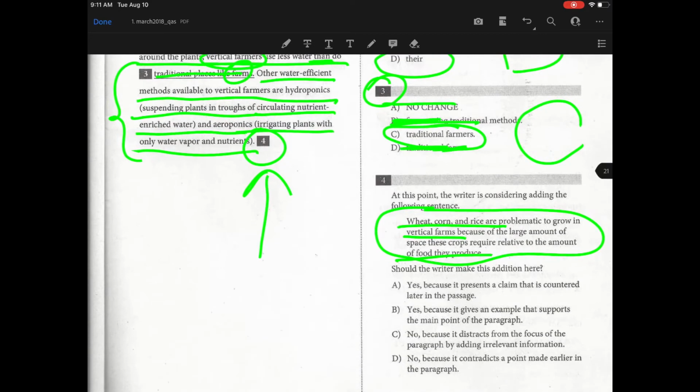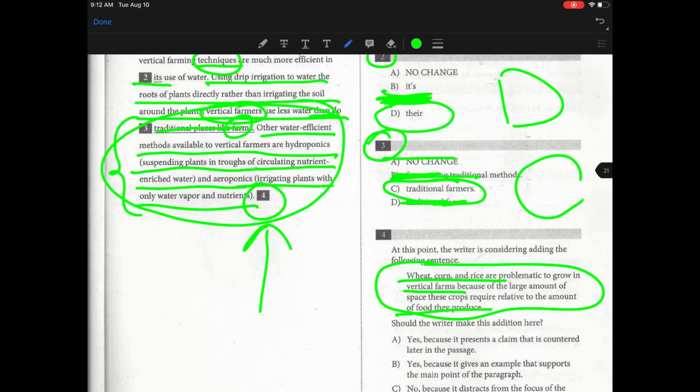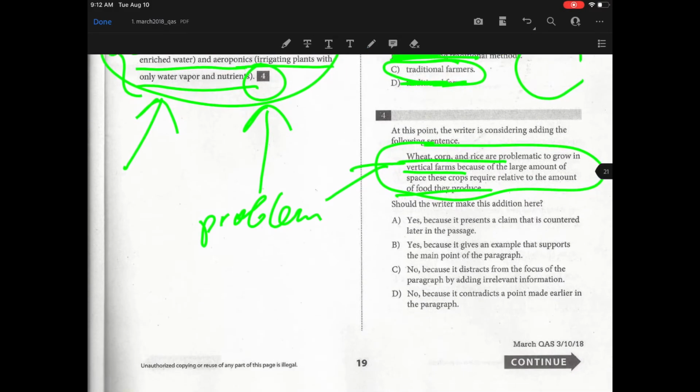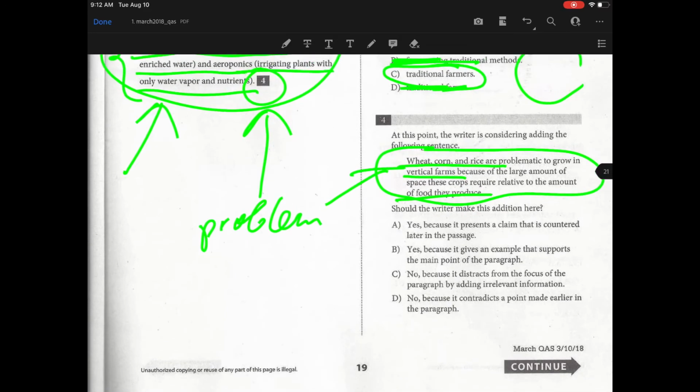Does this sentence make sense here, in this context, right there, okay? They're talking about methods available to farmers. And then this sentence says, wheat, corn, and rice are problematic to grow. So they're posing here a problem or an issue. But in this context, I didn't see any problem or issue. I just looked at the discussion of what methods were available to vertical farmers. So I don't think they should make this addition here, okay?